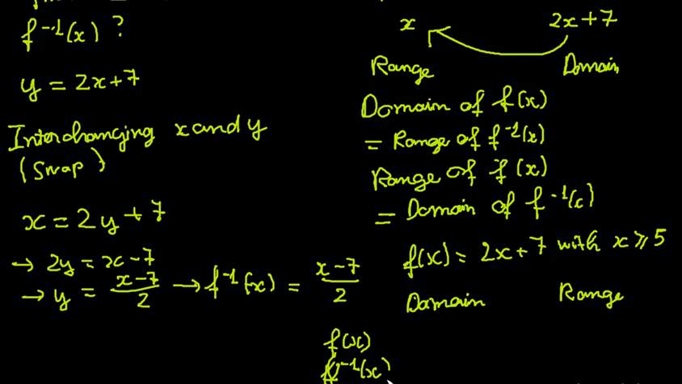The domain of this one would be x greater than 5, right? And from here I substitute into here, so I work out that the range of f(x) would be 2 multiplied by 5 plus 7, which is 17. So y greater than or equal to 17. Because the range of f(x) will be equal to the domain of f minus 1 of x, here the domain of this one will be x greater than or equal to 17. And here the range would be y greater than or equal to 5. They interchange with each other.